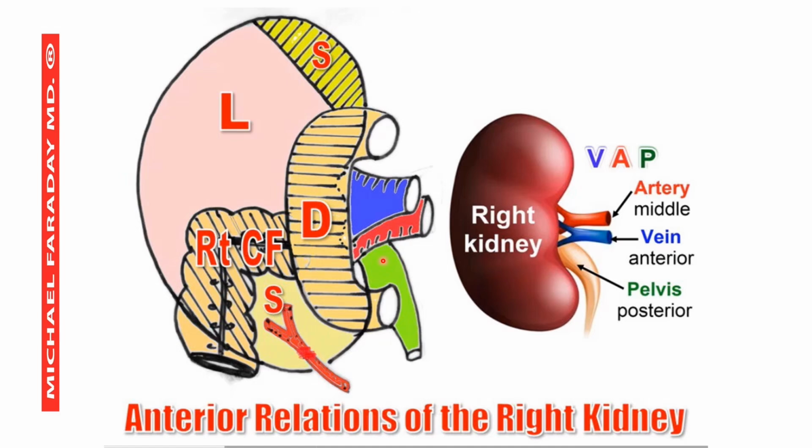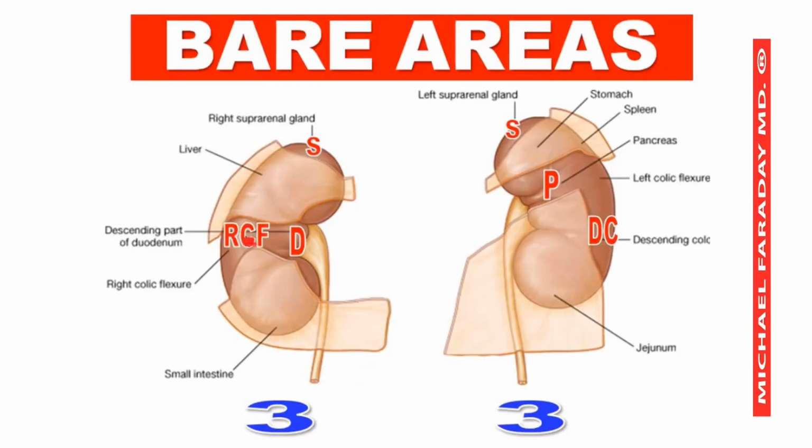Okay, so the bare areas, we said that they are peritoneal covering around the anterior aspects of the kidney. They are peritoneal coverings. However, there are three areas, for the left kidney and the right kidney, where there are no peritoneal coverings. So that's what we refer to as the bare areas. So the bare areas are simply the areas without peritoneal covering.